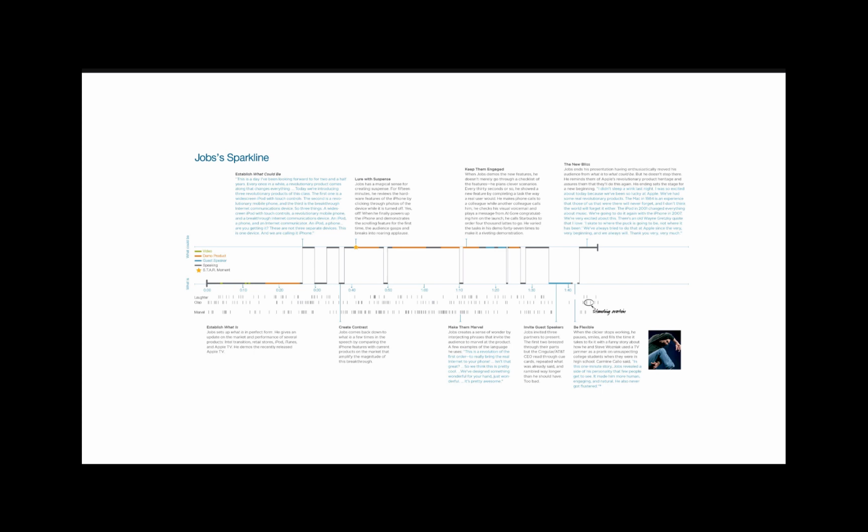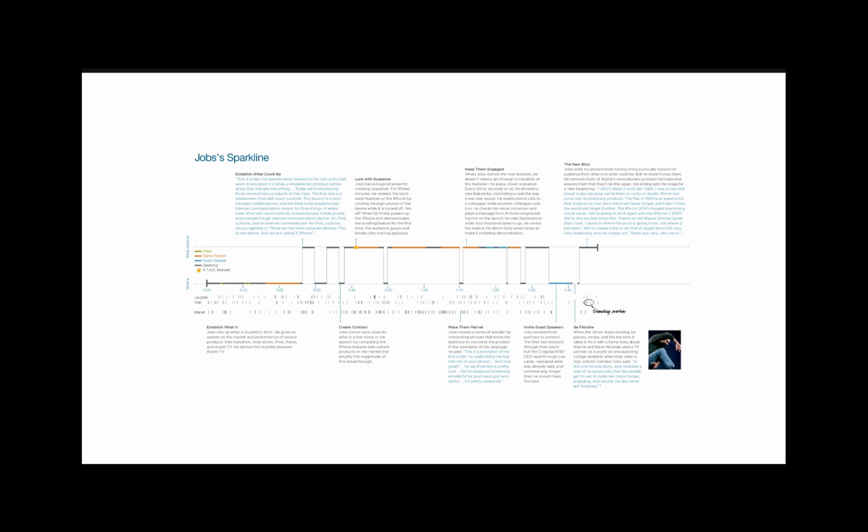Jobs sets up what is in perfect form by giving an update on the market and performance of several Apple products, including the Intel transition, retail stores, iPods, iTunes, and Apple TV, and then establishes this what could be with, quote, "This is the day I've been looking forward to for two and a half years. Every once in a while, a revolutionary product comes along that changes everything," end quote. And he proceeds to introduce the iPhone as three products in one.